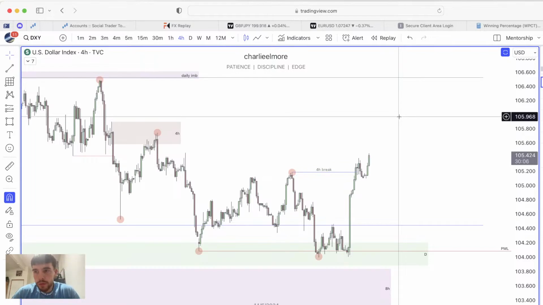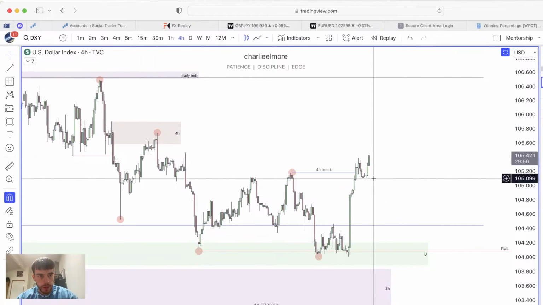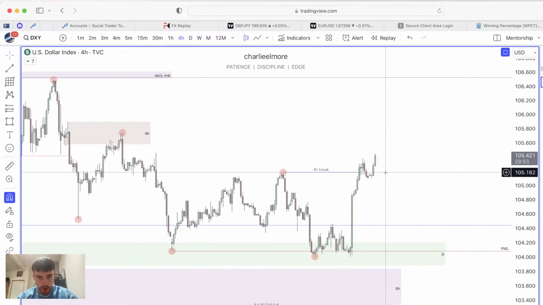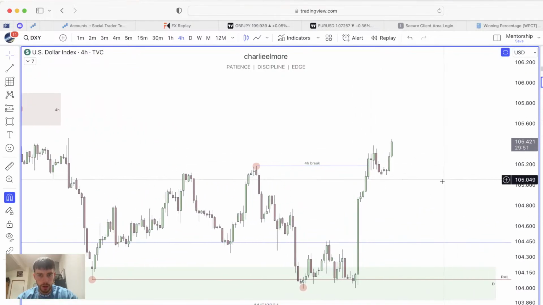So it is 3:30 p.m. now, 11th of June 2024. So beginning on the dollar index as always. The 4-hour time frame is continuing to climb upwards.